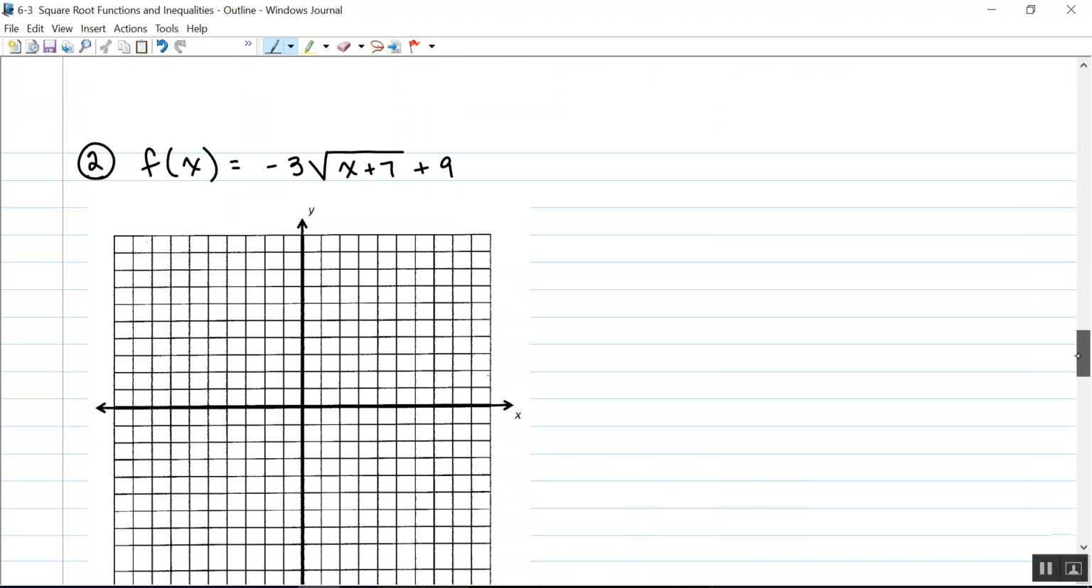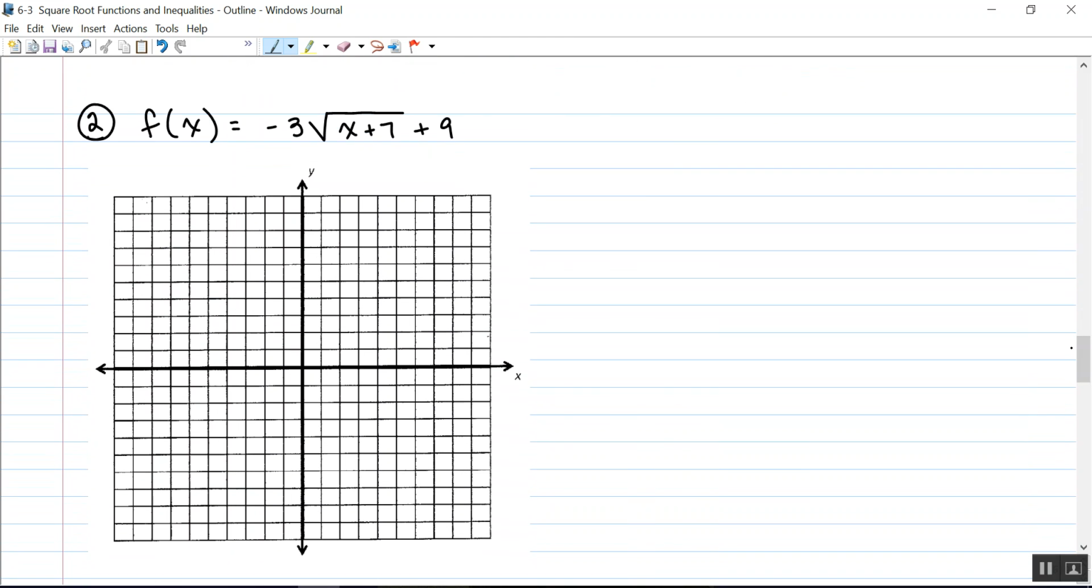Let's take a look at another example here. This one's a little more complicated. f of x equals negative 3 times the square root of x plus 7, plus 9. I already know a couple things about it. Let's go ahead and write up what I know about it. It's going to be flipped over the x-axis because of that negative. It's going to be shifted to the left 7, and that's because my h is a negative 7. And it's going to be shifted up 9, and that's because my k is a positive 9.